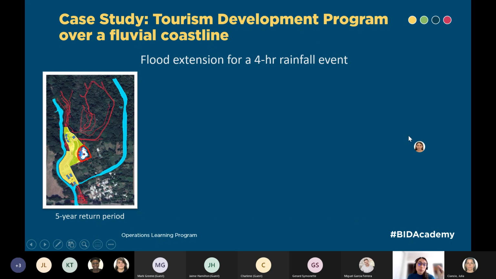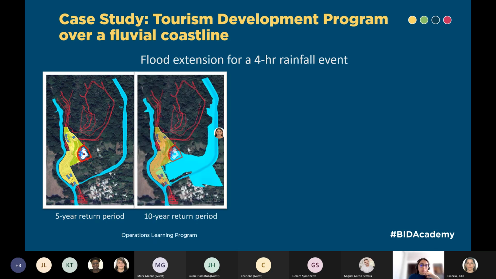What was performed was a flood extension for a 4-hour rainfall event. We're going to see images of the different return periods. Here is the 5-year return period. This means that this is an event that happens very frequently, but its magnitude is very low. You can see that the water is contained in the river section.